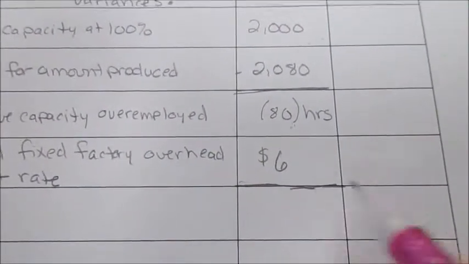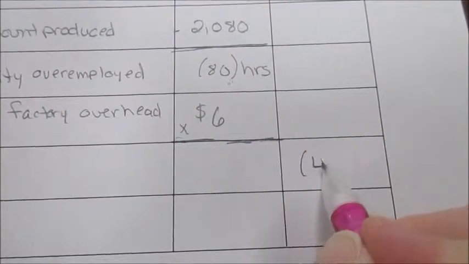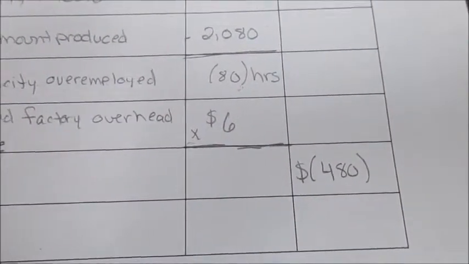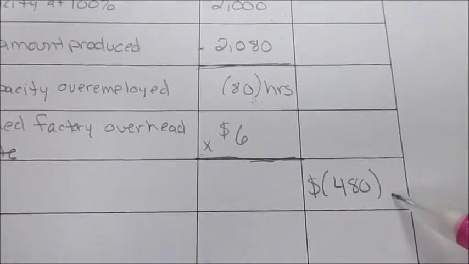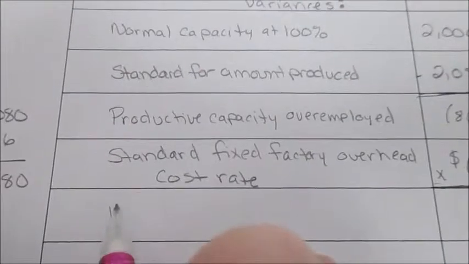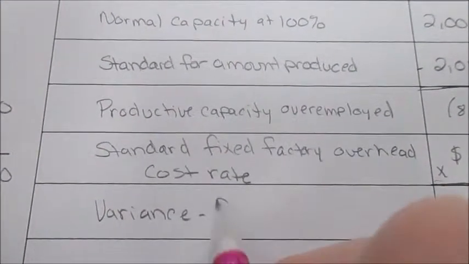Now I'm going to take this negative 80 hours and multiply it times that 6, and I'm going to get negative 480. And again, this tells me my dollars. This also tells me this is my variance. This is how much money I saved, because it's a negative. So I'm going to write in here, saving money is what we want, so this is a favorable.